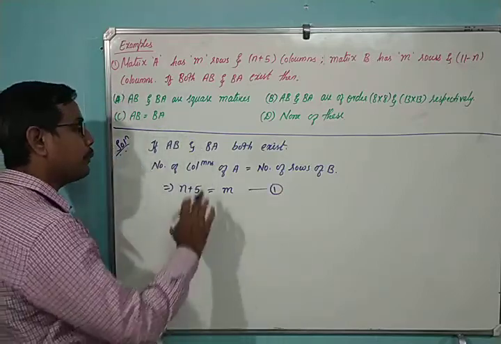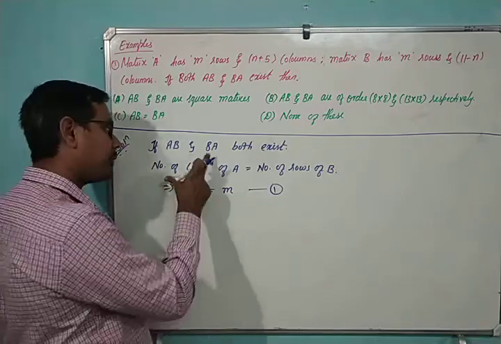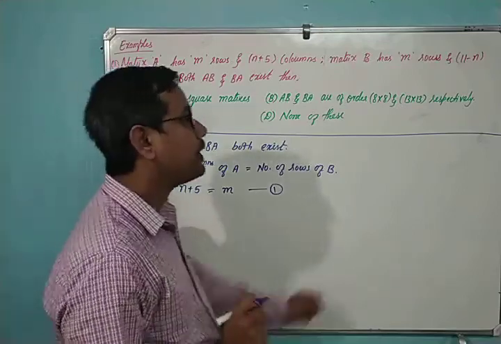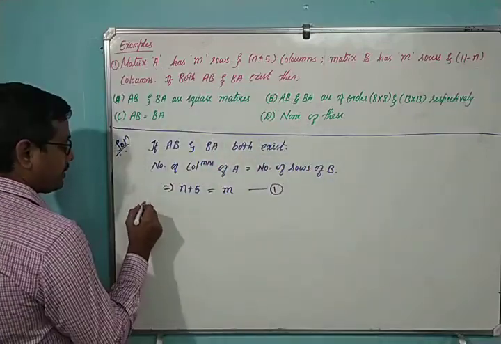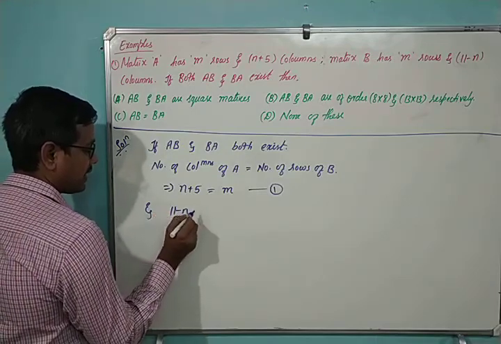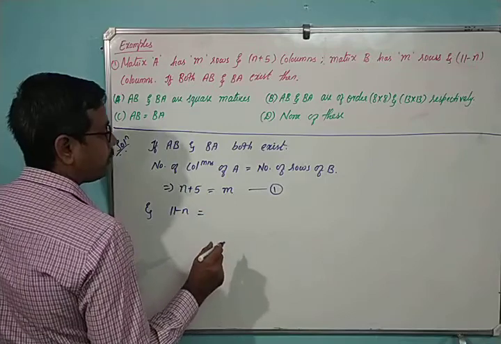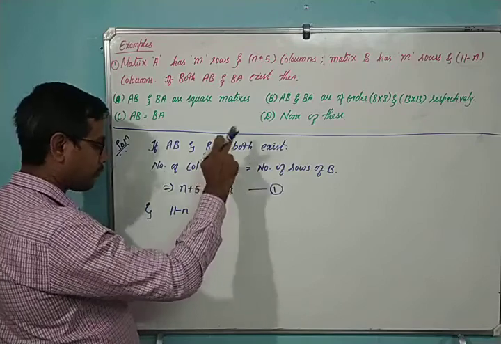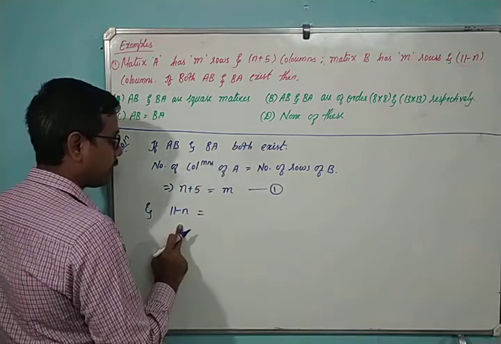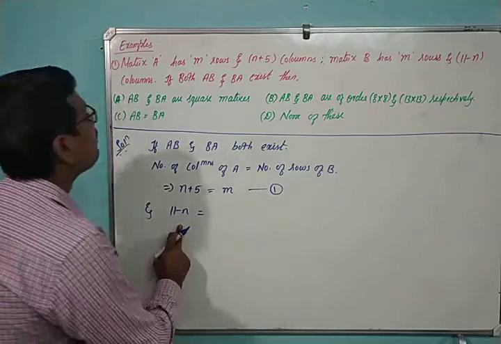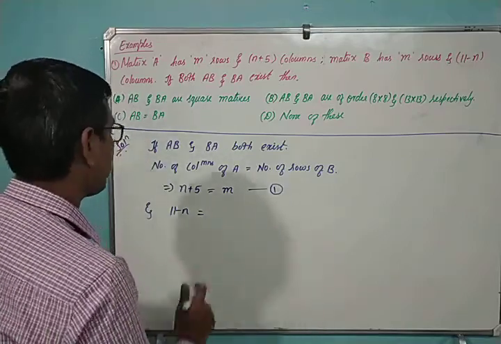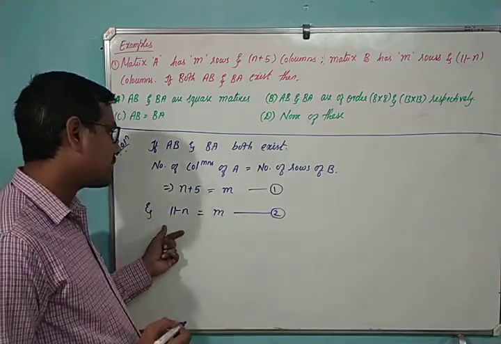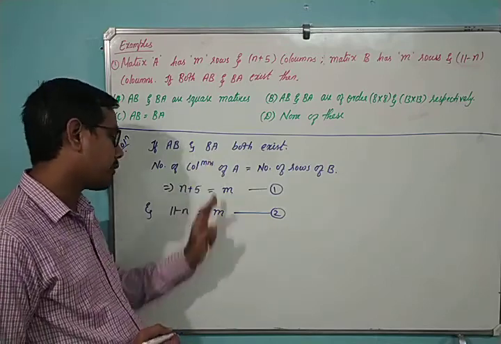Now, if BA exists, AB exists, this was the condition. If BA exists, number of columns of B should be equal to number of rows of A. Number of columns of B is what? 11 minus n. 11 minus n should be equal to number of rows of A. Number of columns of B is 11 minus n, and number of rows of A is how much? Number of rows of A is m. Right?